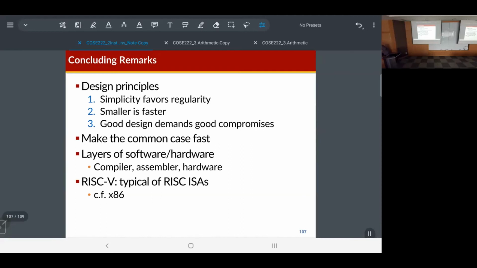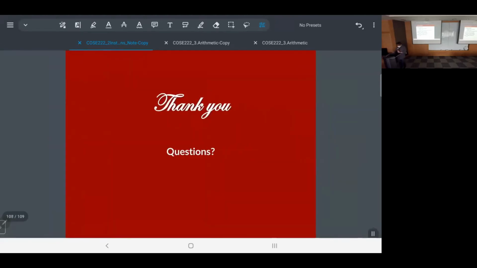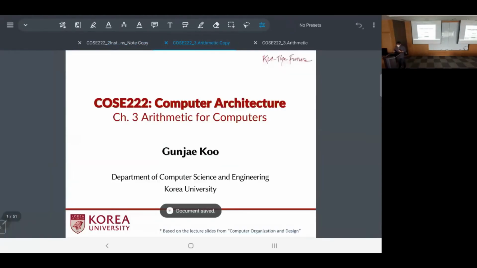Okay, we can go to the next chapter. So now we are in chapter 3, the arithmetic for computers.